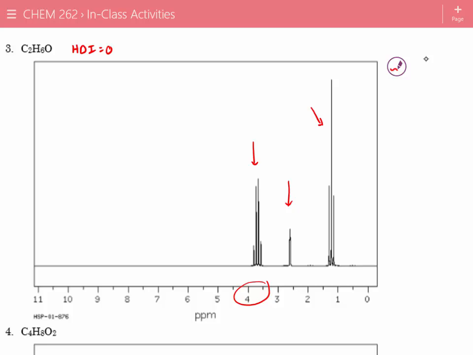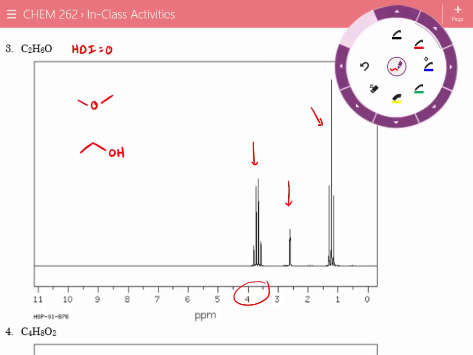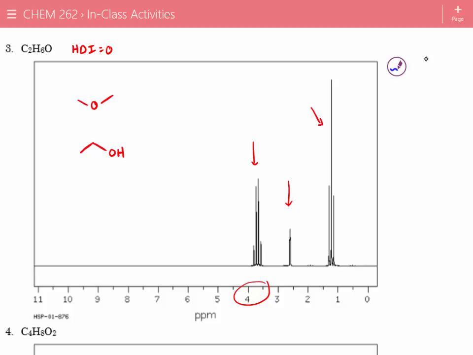One of the isomers could be dimethyl ether. The other isomer could be ethanol. So let's see if one of these makes sense. Hopefully by now you can see that dimethyl ether is very symmetric. We should only have one signal for it, so we're probably not going to have this one. But let's take a look at the other one, the ethanol.